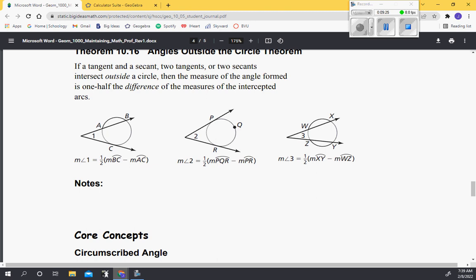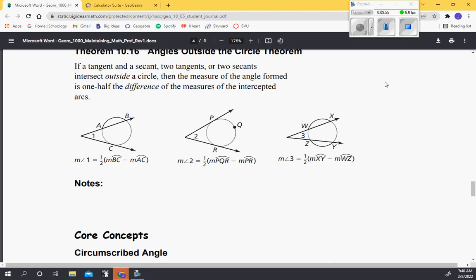The next one, angle 2. Since both of these lines are tangents, we're going to deal with the entire circle. There's no part we will ignore. Start with the part that's furthest away from the angle, PQR, and subtract it from PR, and then divide by 2. So all these are very similar. It's just what do we start with, or how do I begin?